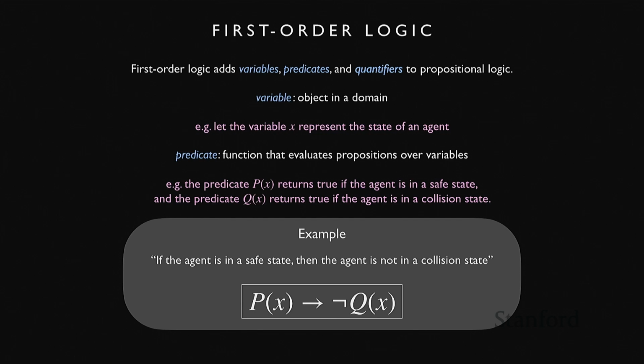Okay, so for an example here, we can just take the formula that we had last time. I used different letters than S and C this time, but we have the same exact thing we want to express: if the agent is in a safe state, then the agent is not in a collision state. So we just replace it with predicates and variables.